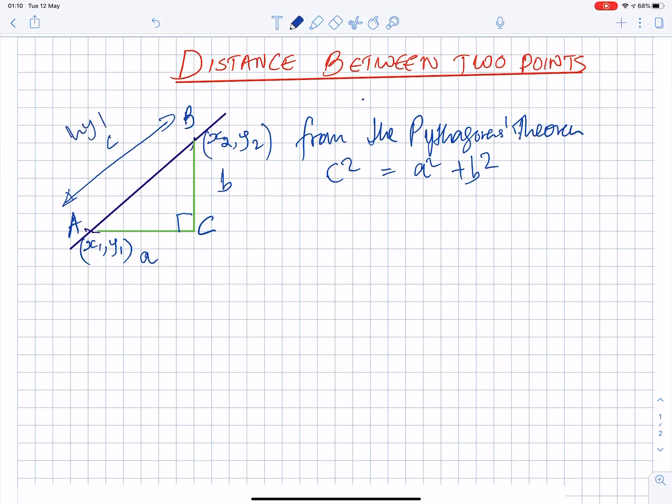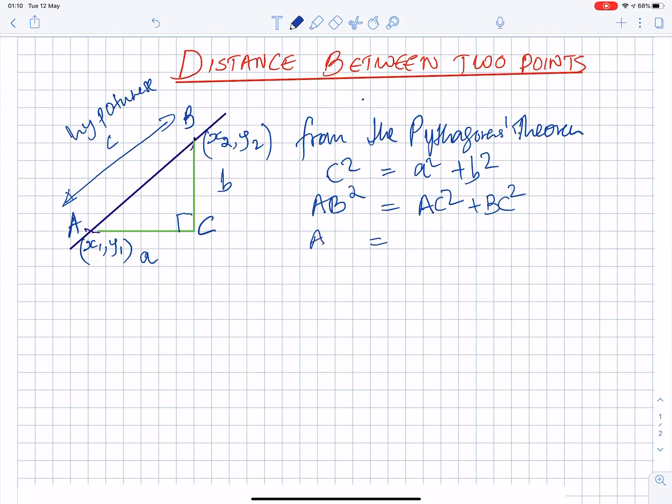This AB is your hypotenuse. Right, so what's c squared? C squared is AB squared, and a is AC squared, and b is BC squared. Right, so I have some coordinates. The distance AB is what we need.